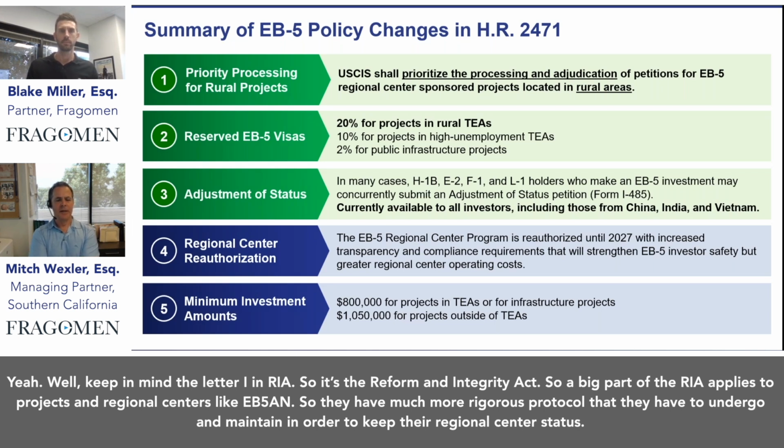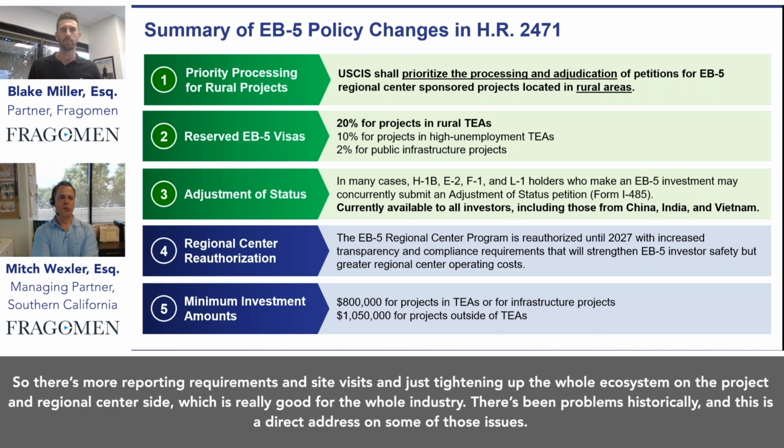So it's the Reform and Integrity Act. A big part of the RIA applies to projects and regional centers like EB-5AN. They have a much more rigorous protocol they have to undergo and maintain in order to keep their regional center status. So there are more reporting requirements and site visits, tightening up the whole ecosystem on the project and regional center side, which is really good for the whole industry. There have been problems historically, and this is a direct address on some of those issues.